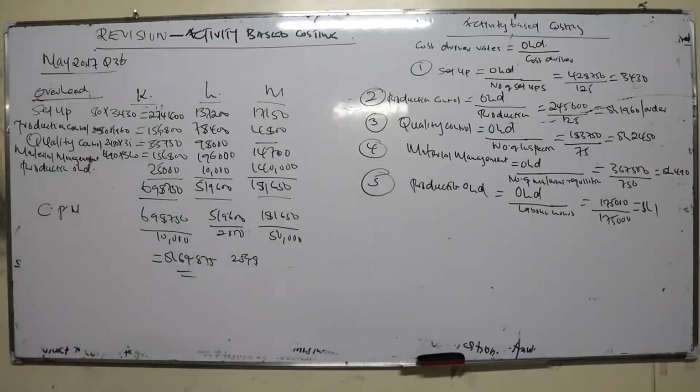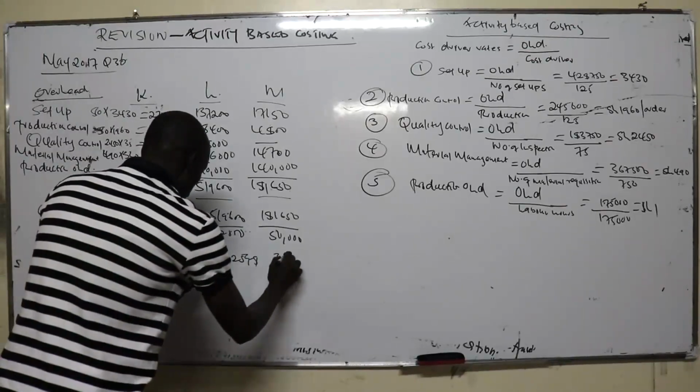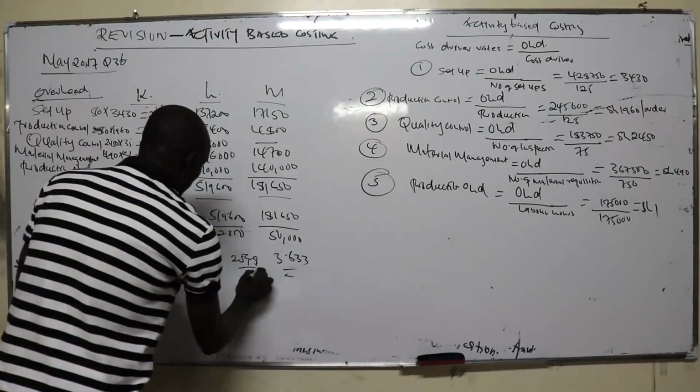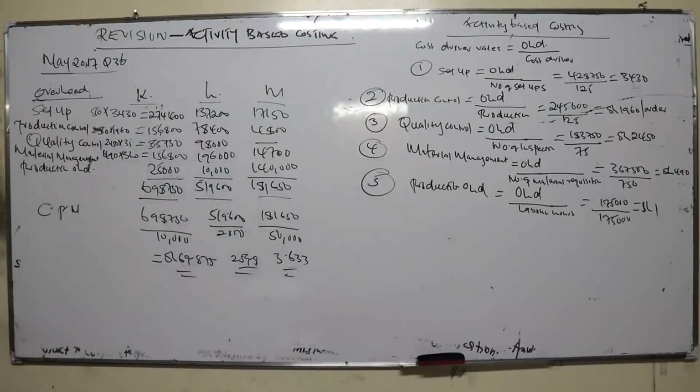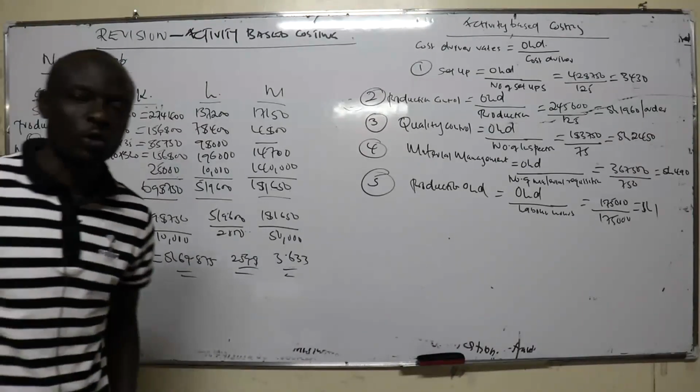The last one is going to be 181,650 divided by 50,000. This one will give you 3.633. So that one will be the final answer. Any question? If you have a question, you can post it so that we can answer.